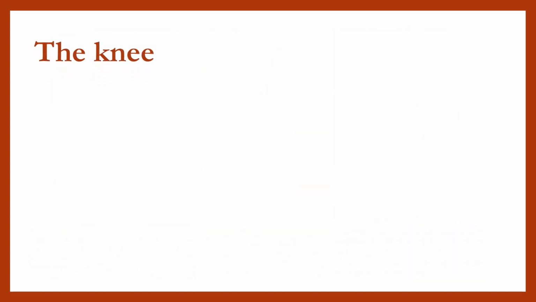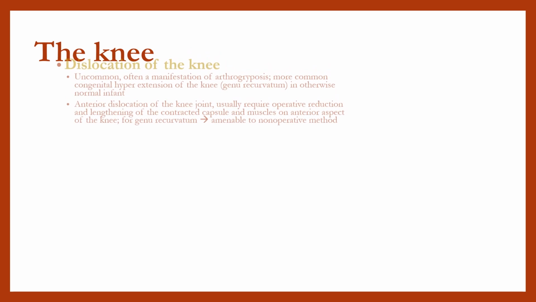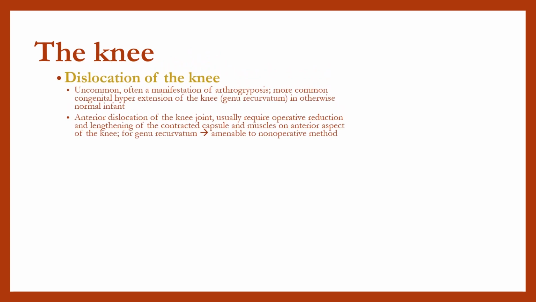The knee. Dislocation of the knee. It is uncommon and often a manifestation of arthrogryposis. Anterior dislocation of the knee joint usually requires operative reduction and lengthening of the contracted capsule and muscle on the anterior aspect of the knee.